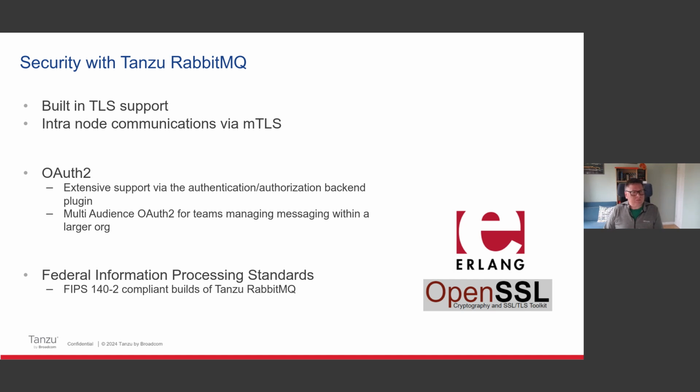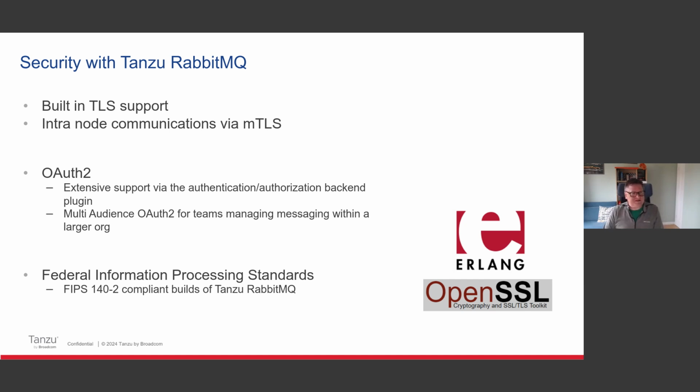We're also in the process of rolling out a new multi-audience OAuth 2 feature, which is something we developed for teams that deploy large amounts of Rabbit within an organization. And in many cases, when they're working with an application development team that has requirements for messaging, they will put together a Rabbit deployment and hand that over to that application development team. But of course, according to the OAuth specification, as soon as they do that, they've given away access. They no longer have access to that.